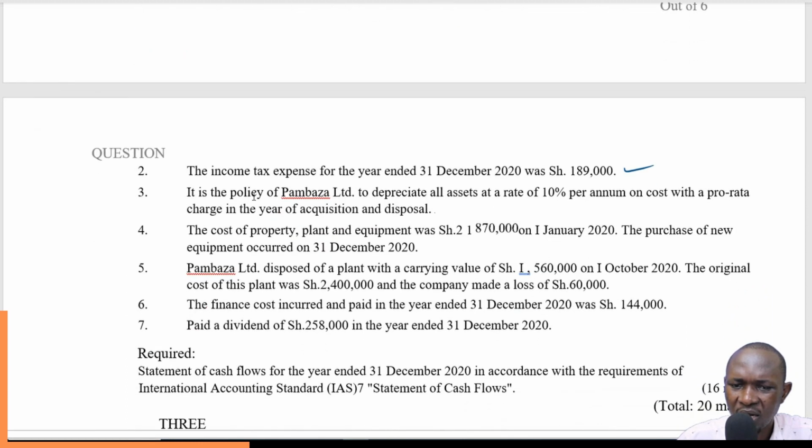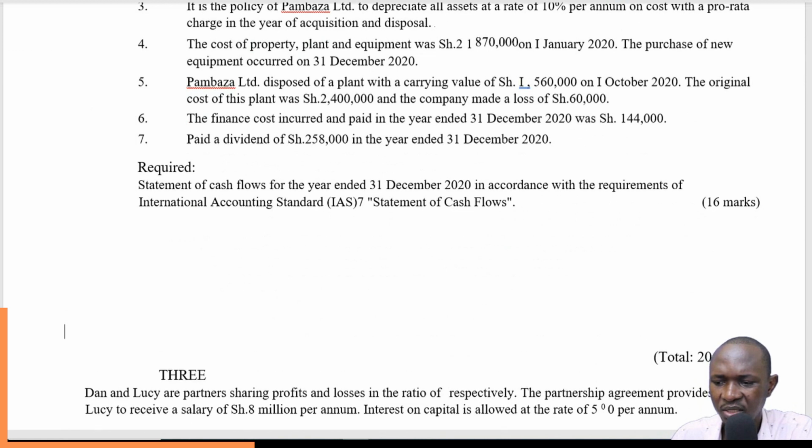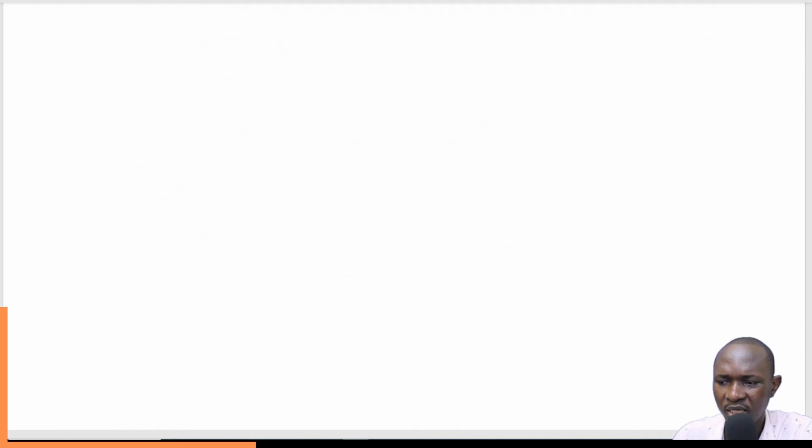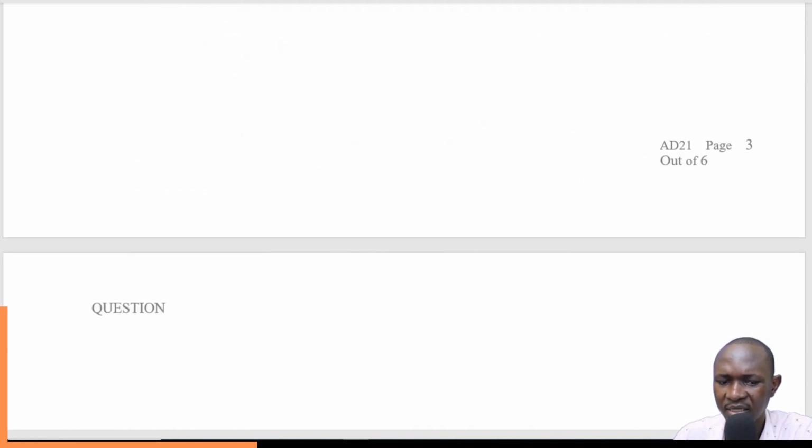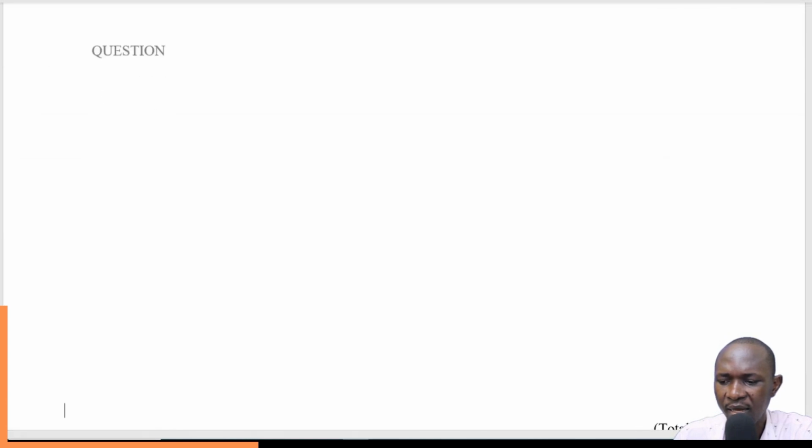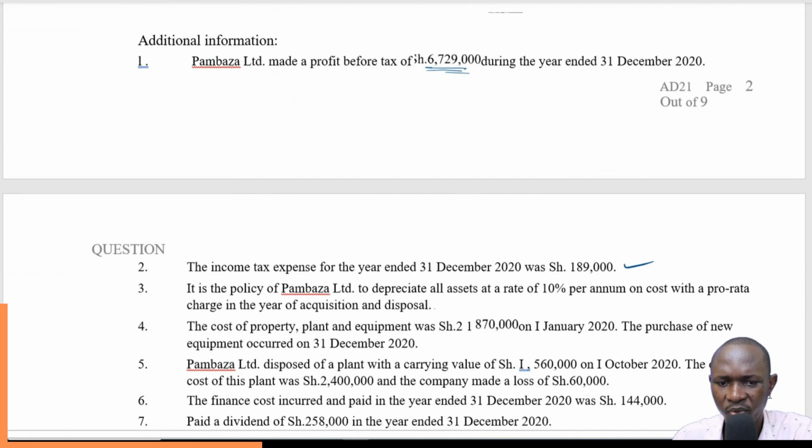Maybe we can just work out the income tax expense for the year ended, that first date 2020 was at 189. Let's work out this income tax expense once and for all, so that it doesn't come back to haunt us later. I think that space should be enough. That's a lot of space.